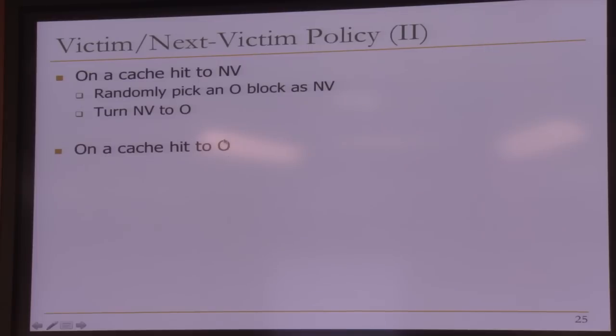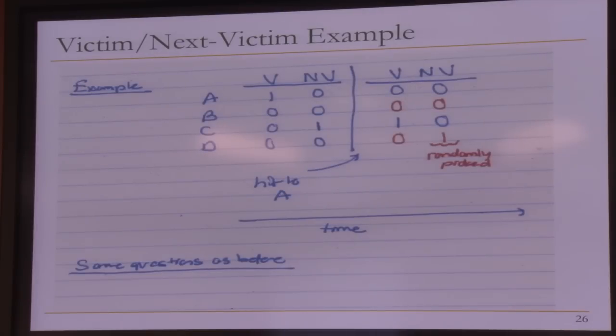On a cache hit to an ordinary block, basically you do nothing, right? Because an ordinary block is the highest priority in this case, except you have multiple highest priority blocks. Make sense? OK, so this is one example. I guess I'll go through this very quickly also.